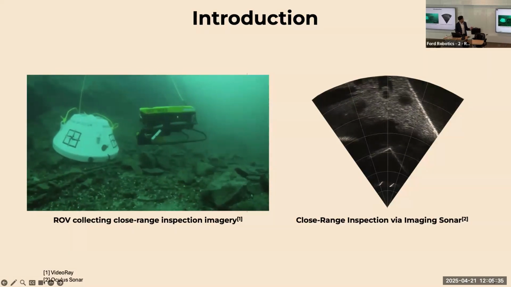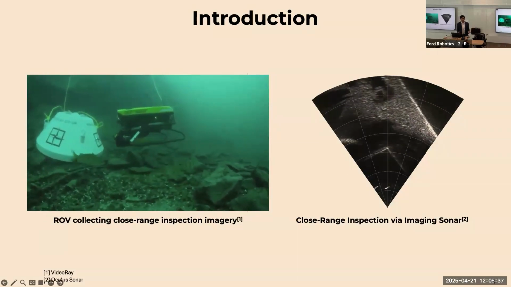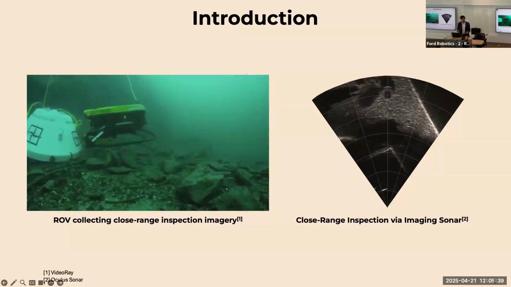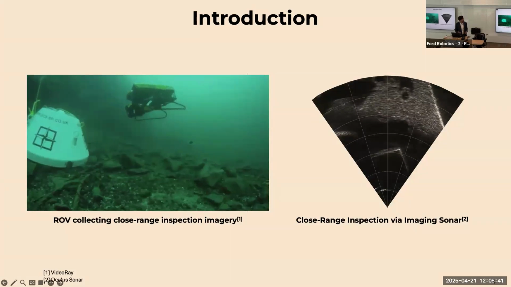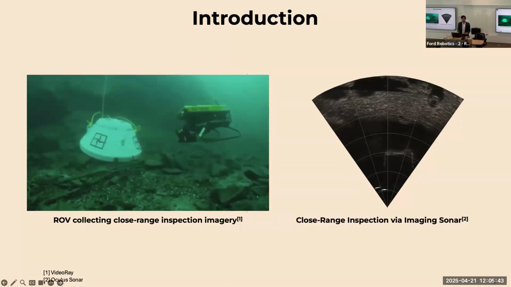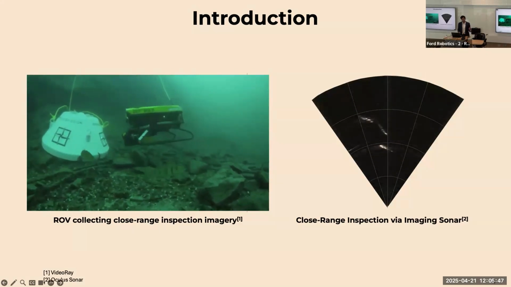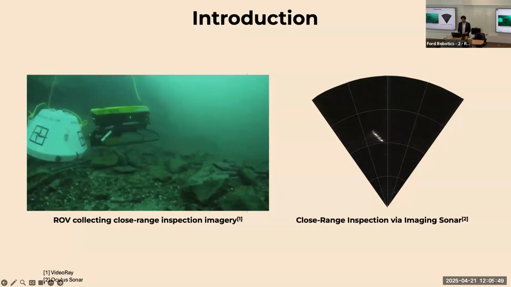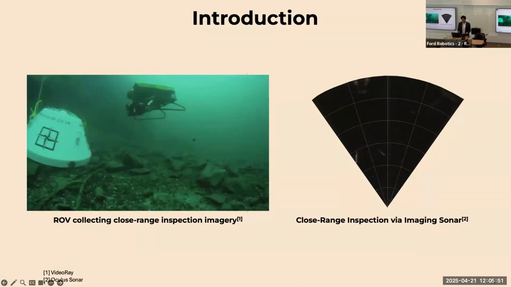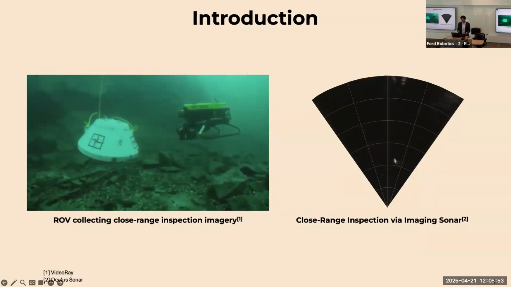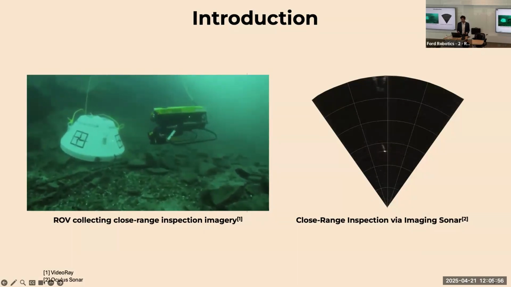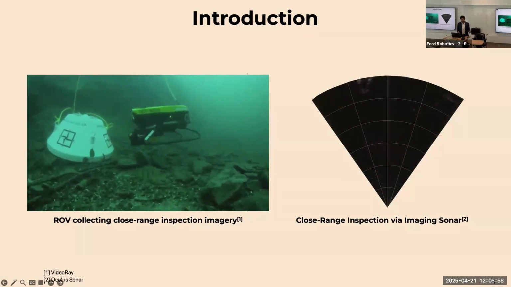In the video on the left, you can see an ROV getting much closer imagery of the object of interest, and in the video on the right, you can see an example of what close-range inspection using imaging sonar looks like. A variety of sensors can be used for this step, including RGB images, LiDAR, or sonar. But we'll be focusing on imaging sonar as a very useful modality due to its long range, ability to discern material types like metal, terrain, or even fish. So we can generalize this process for various other objects of interest as follows.